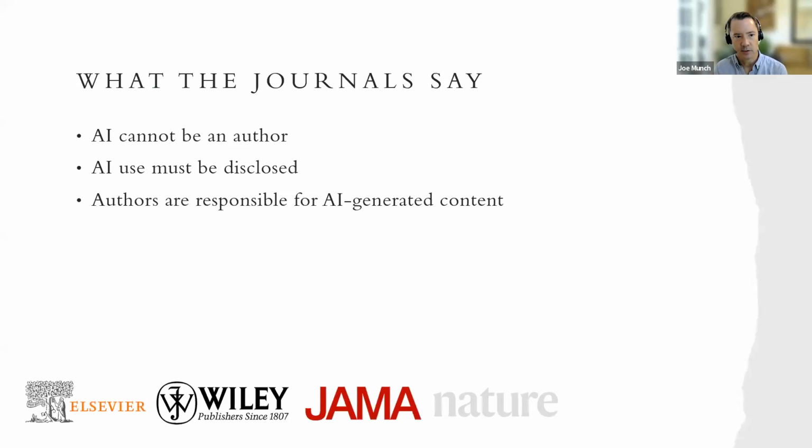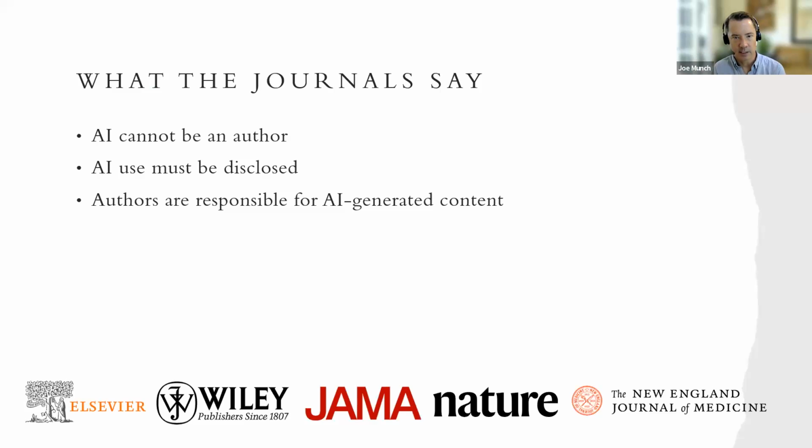So let's talk about what the journals say. In general, there's agreement on these 3 points, and that's first that AI cannot be an author, and that's because authorship has specific criteria that must be met, and AI cannot meet those criteria. If AI is used in writing a manuscript, that use must be disclosed. And finally, authors are responsible for any AI-generated content, because again, this aligns with the authorship criteria that authors must be able to take responsibility for what is in the manuscript. AI can't do those things yet.